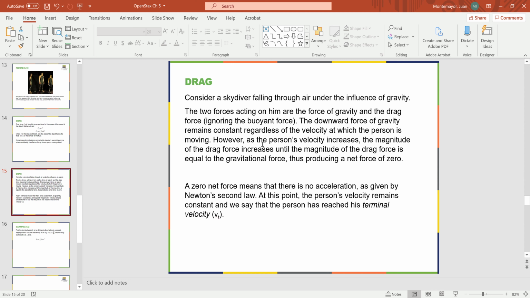Consider a skydiver falling through air under the influence of gravity. The two forces acting on him are the force of gravity and the drag force, ignoring the buoyant force. The downward force of gravity remains constant regardless of the velocity at which the person is moving. However, as the person's velocity increases, the magnitude of the drag force increases until it is equal to the gravitational force, thus producing a net force of 0. A 0 net force means that there is no acceleration as given by Newton's second law. At this point, the person's velocity remains constant, and we say that the person has reached terminal velocity, the fastest that person can possibly go.